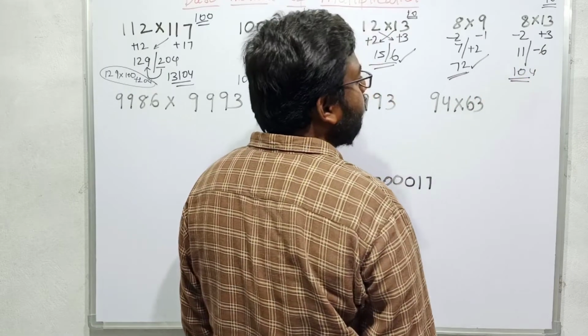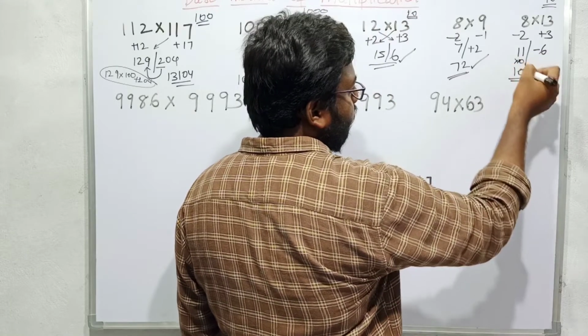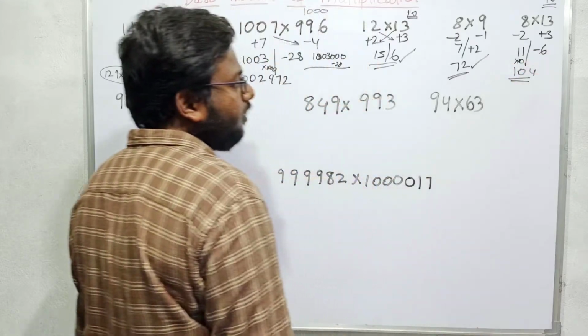If you don't have clarity, no problem. 11 into 10 is 110 minus 6. You can write it like that, that is 104.